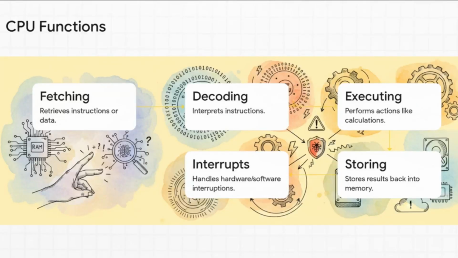To pull this off millions of times a second, the CPU relies on a relentless 5-step loop. It starts by fetching your instructions from temporary memory. Then, it decodes them to understand exactly what you want it to do. Next comes the heavy lifting, executing the math or logic. It immediately stores those results so you can see them. And all the while, it's managing sudden interrupts, like a text notification popping up, without missing a single beat.